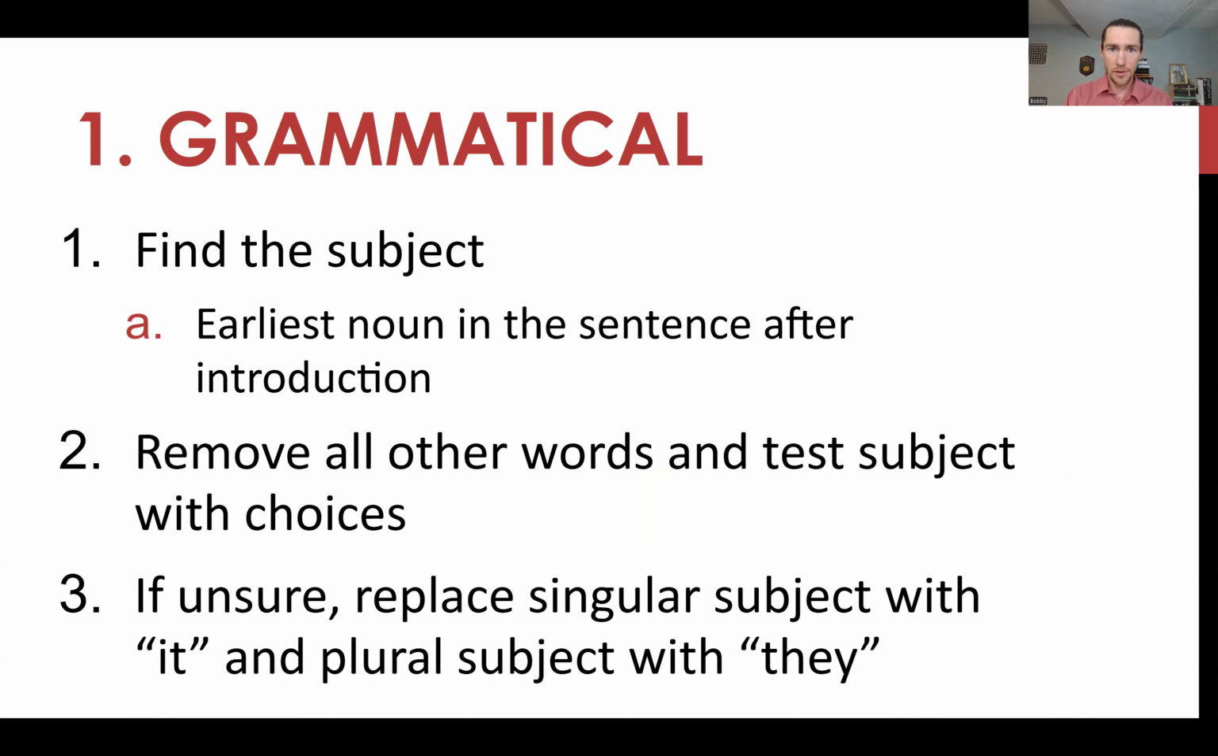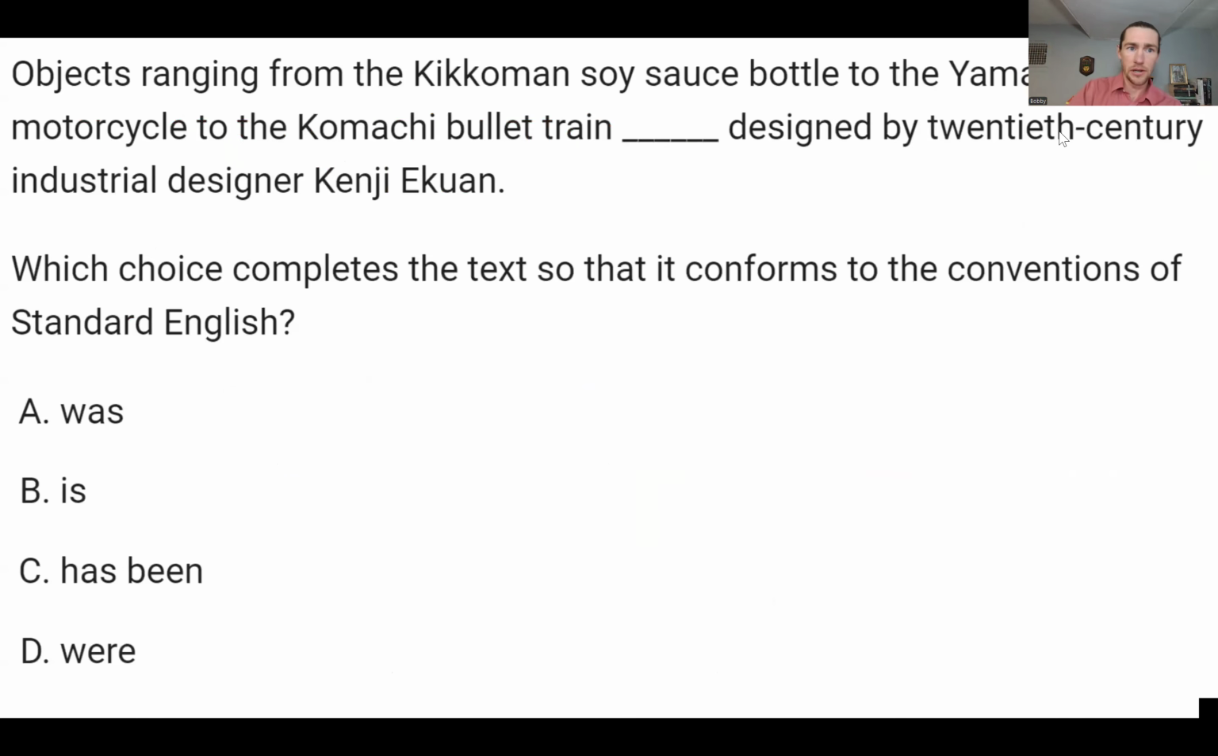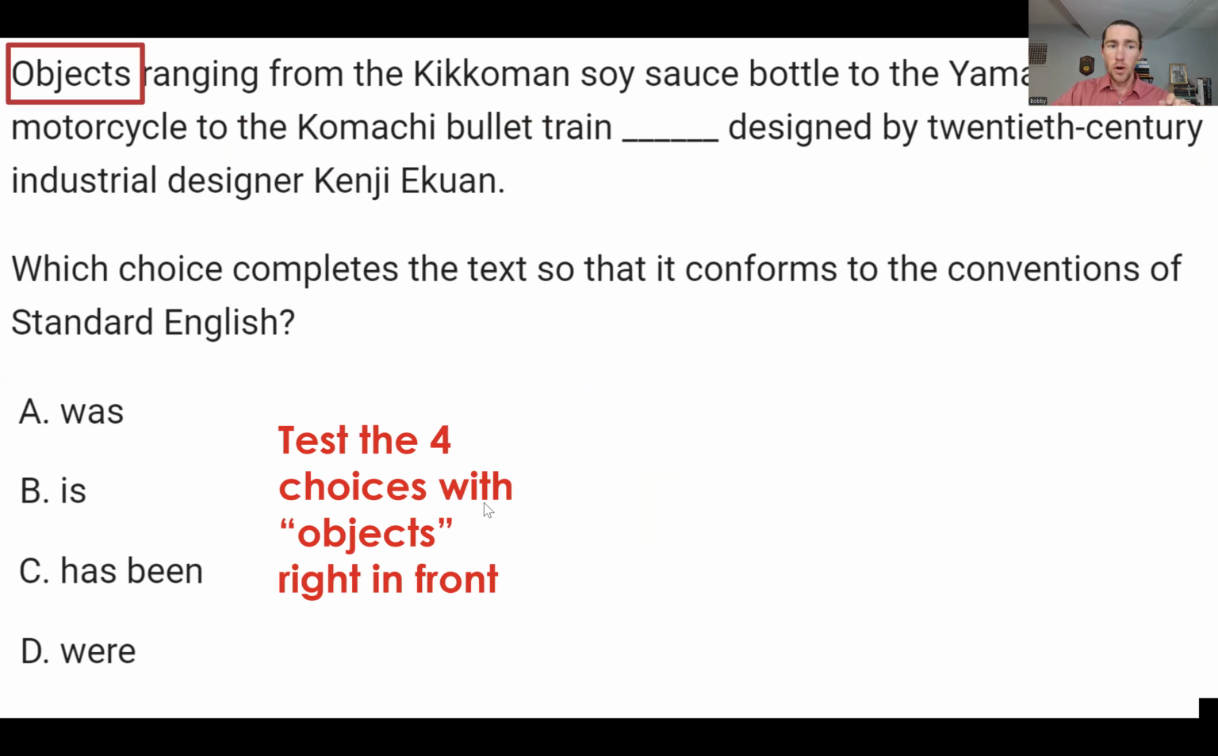Let's take a look at an example. This is the example I had shown earlier. First, we notice all 4 choices are the same verb, the verb to be, but different forms of that verb. Next, let's find the subject. The subject of this sentence is the word objects. What we do then is test the subject with all 4 verbs.